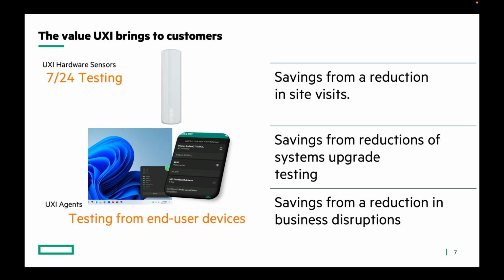So let's say you have downtime because some APs are upgrading to the latest firmware, and you want to see if your SSIDs are still working fine, or if your network is working end-to-end with the application accessible to all your users after the upgrade. You can test it with the agents and sensors. And third, it will give you business disruption reduction.